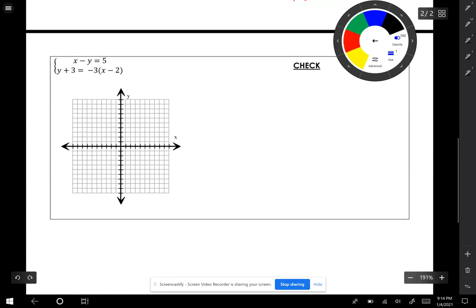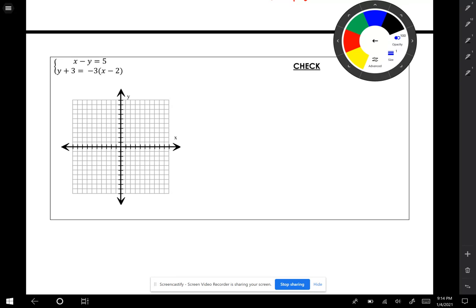All right, for our last example here, we have x minus y equals 5 and y plus 3 equals -3 times x minus 2. So let's go ahead and graph the x minus y equals 5 first. In order to graph it, I am going to rearrange it into slope-intercept form just to make finding the intersection a little easier. To get y alone, I first need to move the x, so I'm going to subtract x from each side.